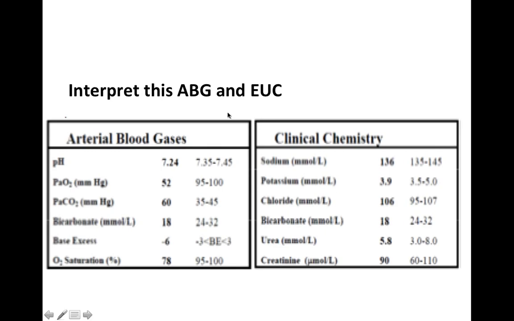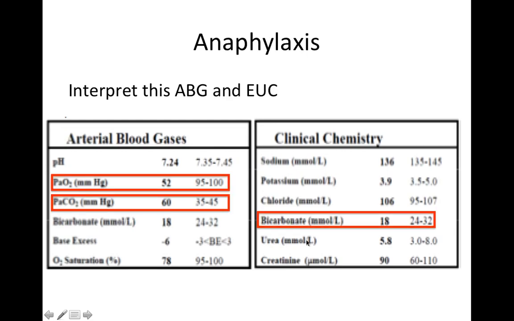So interpreting this ABG and EUC, you did a really good job. You found the two abnormalities. There were no other ones. So arterial blood gas, this patient is acidotic, hypoxemic, and hypercapnic. So this would put the patient into type 2 respiratory distress. And in the clinical chemistry, the bicarbonate is low. So this is metabolic compensation for the respiratory acidosis.